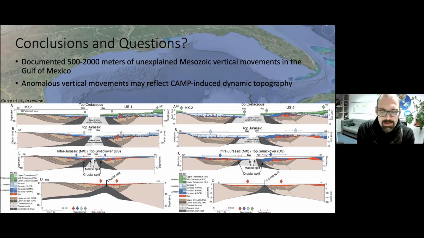And there are other places, like in the North Atlantic, where you have evidence for similar vertical motion that cannot be due to any local sea level changes. So that's where people also think it's dynamic topography. So I believe it. Yeah.